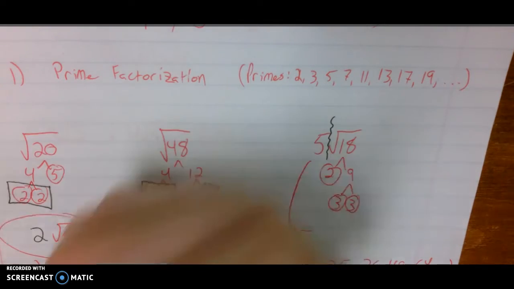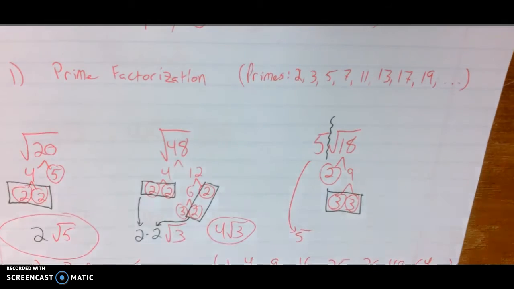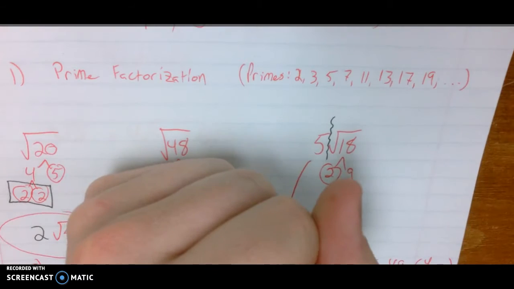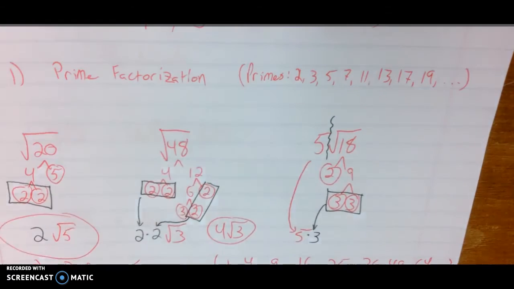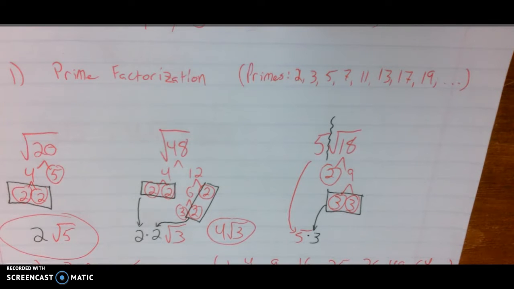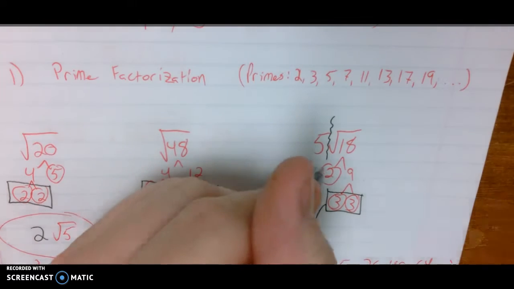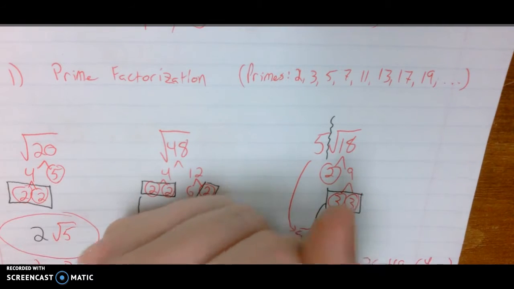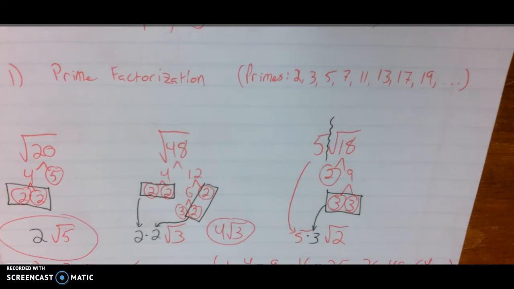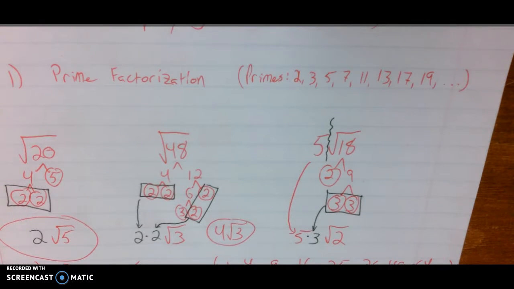So now I'm looking for pairs. I've got a pair of 3's. So since I have a pair of numbers, that value, in this case 3, will get pulled to the outside. And then I have the leftover 2, so that gets trapped underneath the radical. So the 2 has to stay underneath.